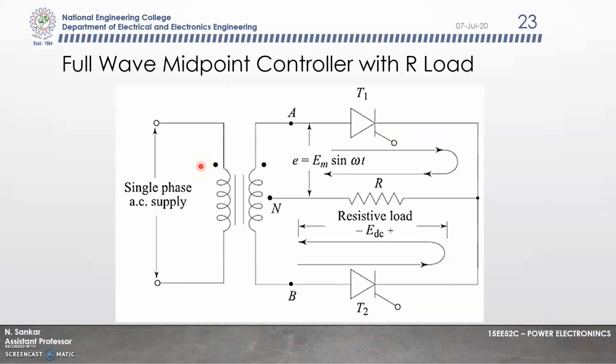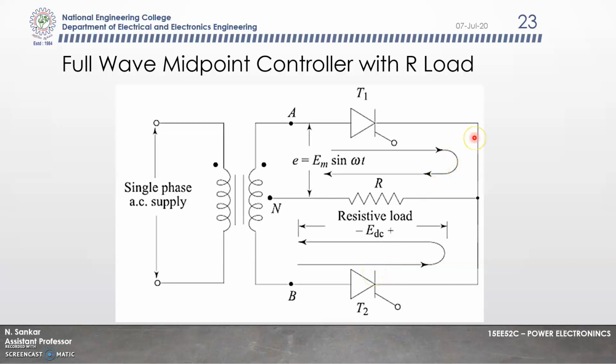So this is the same full wave controlled rectifier with R load, but here we are using a midpoint converter, that is nothing but a center tap transformer. It is similar to a center tap full wave rectifier, just replacing the diodes with thyristors. Here we have only two thyristors. For the positive half cycle we will trigger thyristor T1, and for the negative half cycle we will trigger thyristor T2.